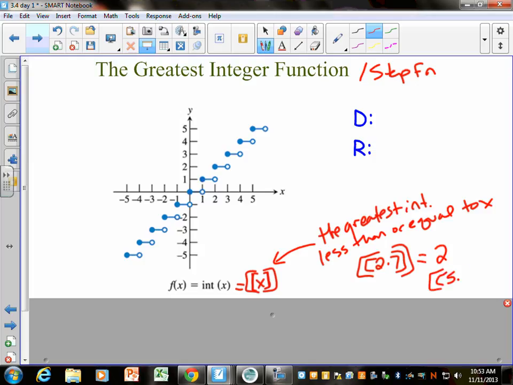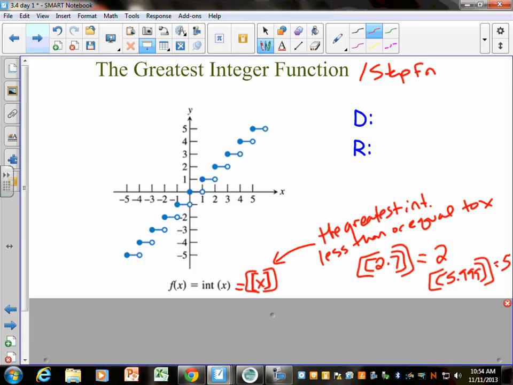So that's why when you graph this, you get these steps. Anything from 0 all the way up to 1, any number that you can think of, is going to round back down to 0. But then when you get to 1, it jumps up there, and anything between 1 and 2 rounds back to 1. So that's how you get these steps in your graph, because you only get whole numbers out of it. You don't get decimals.